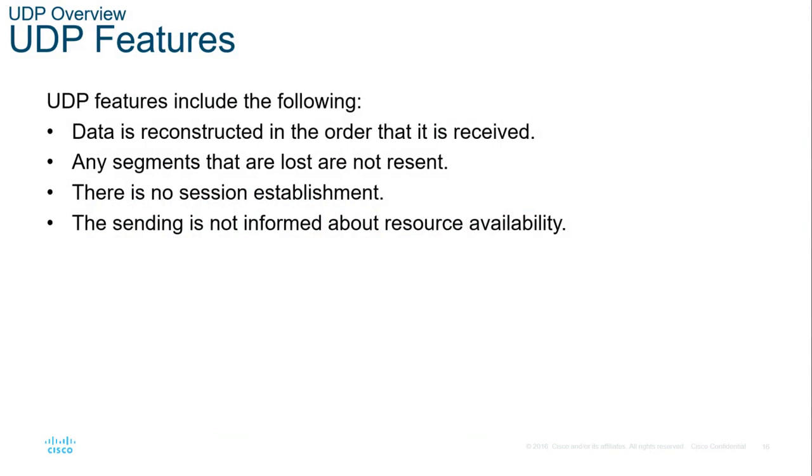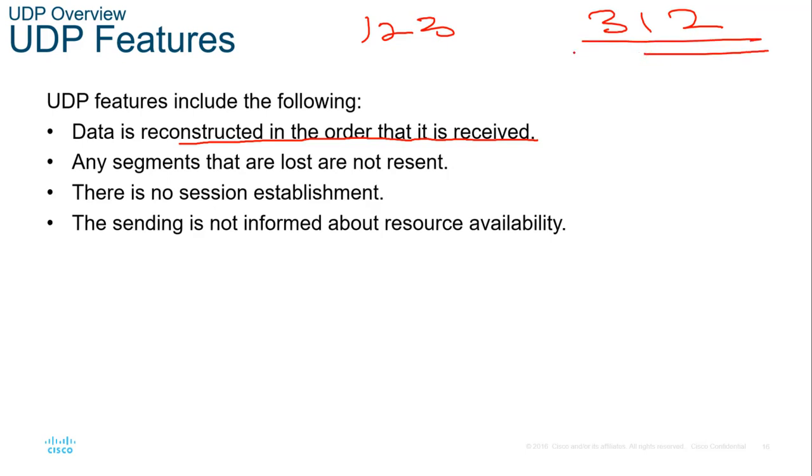Then we have UDP features. Data is reconstructed in the order that it was received. So if you send 1, 2, 3 and you receive maybe 3, 1, 2, that is how it's going to be displayed. Any segments that are lost are not resent. So if you send 1, 2, 3 and you receive maybe 2, 3, it means that one was dropped, it got lost.